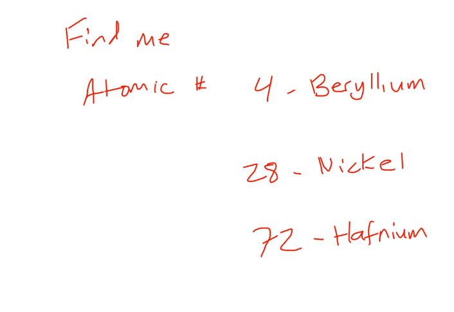Okay. Now, many of these things, rather than writing out the full name, we give them a symbol. For example, beryllium is Be, or nickel is Ni, or hafnium is Hf. And most of them make sense. Because the first 2 letters of beryllium are Be, right? And the first 2 letters of nickel are Ni. And then hafnium, it's this H and this F. That kind of makes sense, right? But there are some that make no sense at all.